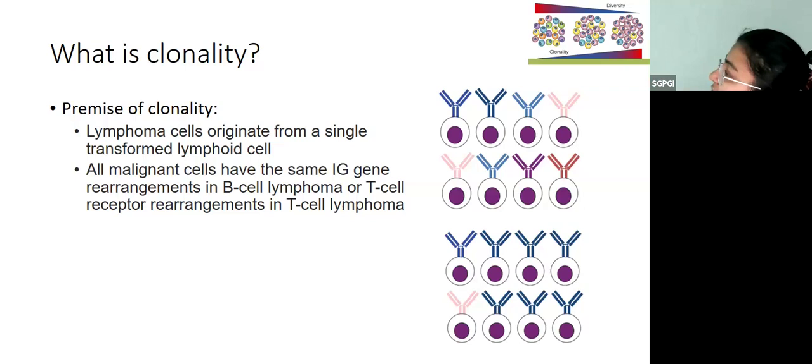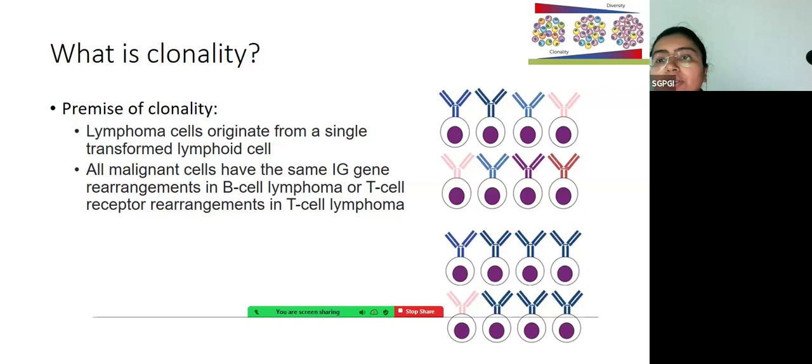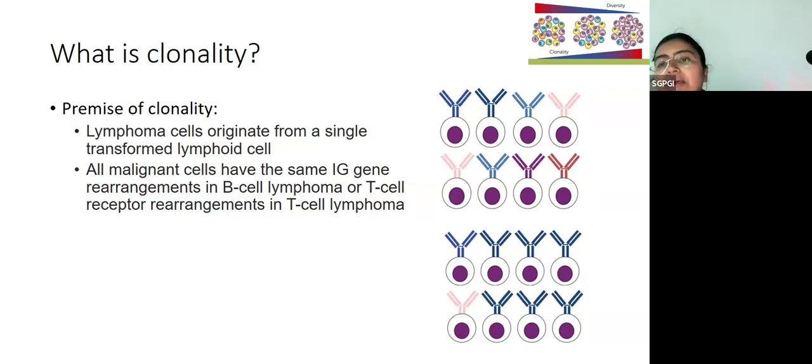gene. However, if you look at this, what has changed? Out of the seven cells, they show you the exact same immunoglobulin on the surface, right? So this means that they are clonal. These cells originate from one single transformed lymphoid cell. So they have the same immunoglobulin gene rearrangement in a B cell lymphoma, or in a T cell lymphoma, the T cell receptor gene rearrangement. So this is the premise of clonality.